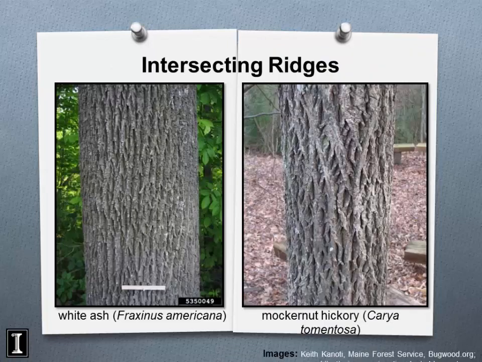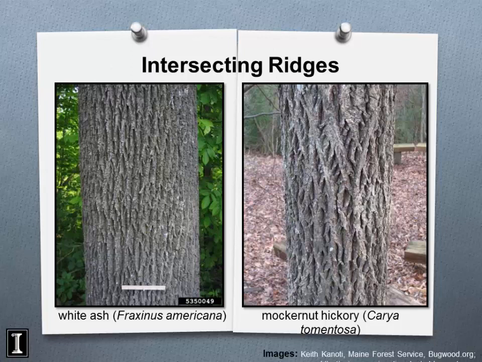So some tree species, especially ash, white ash and green ash, we identify by what we call a diamond-shaped pattern of intersecting ridges. So it's a diamond pattern, okay? Very prominent on white ash, very prominent on green ash. So those are key indicators for identifying those two species.